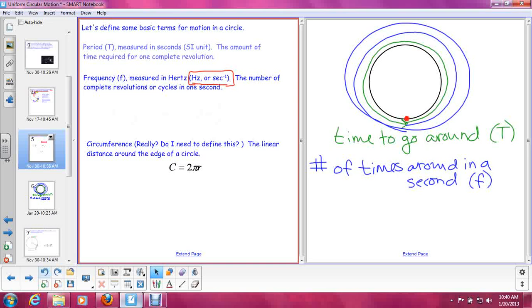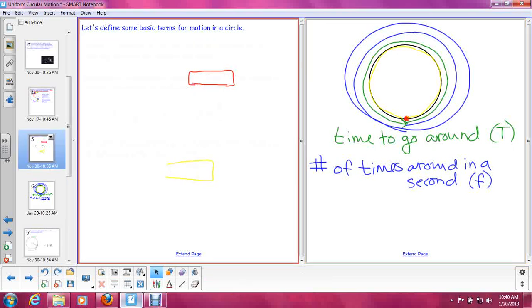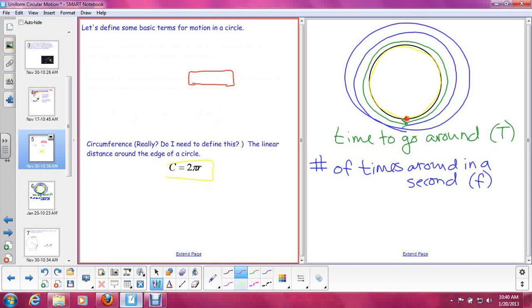And you should know this one from math class, but just in case you've forgotten, the circumference of a circle is the distance around the edge of the circle. So if we start at our object here, and it moves all the way around along our circle and comes back, the distance that object traveled is the circumference. And we measure circumference by the equation 2 pi r. Hopefully you all remember that, but just a refresher.